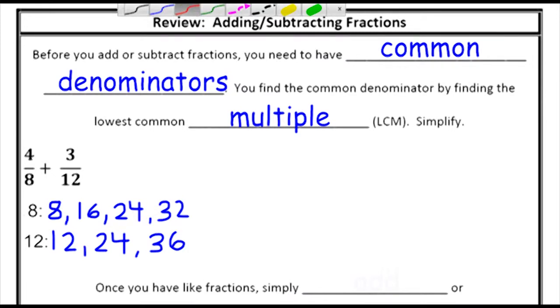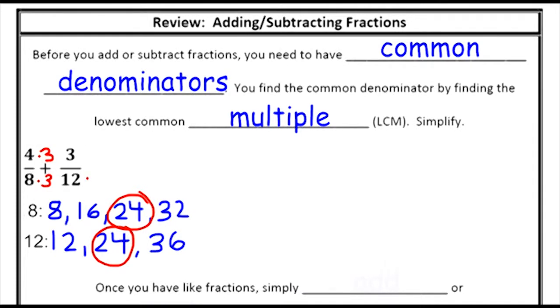Now, I could have stopped at 24 because that is my smallest multiple. I'm multiplying 8 by 1, 2, 3. It's the third multiple. I do it to the top, I do it to the bottom. 3 divided by 3 is 1. I'm not changing the value, I'm just changing what the fraction looks like. I'm going to multiply 12 by 1, 2.